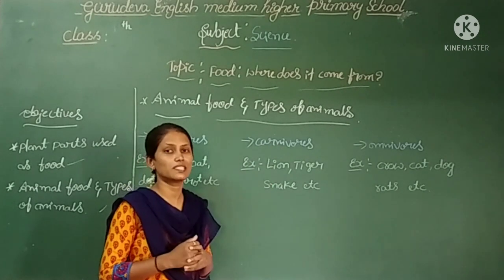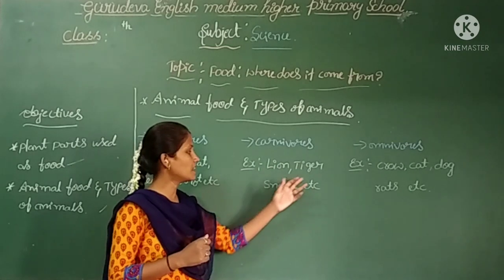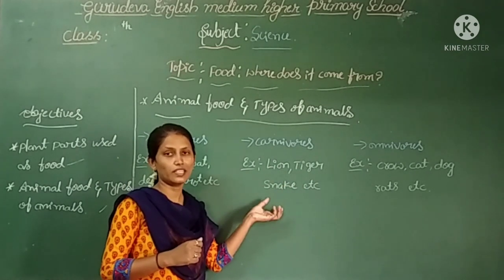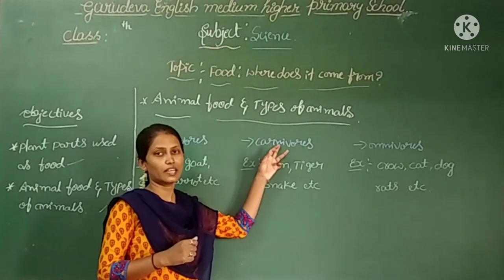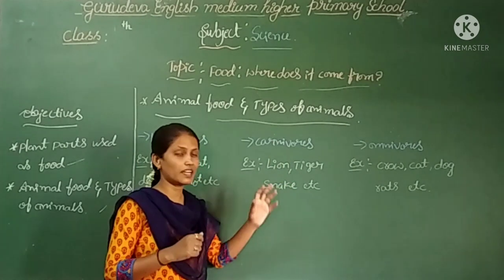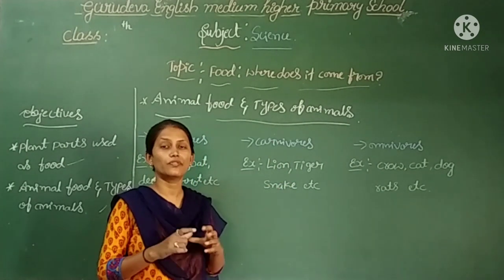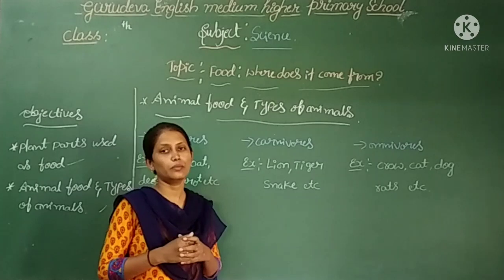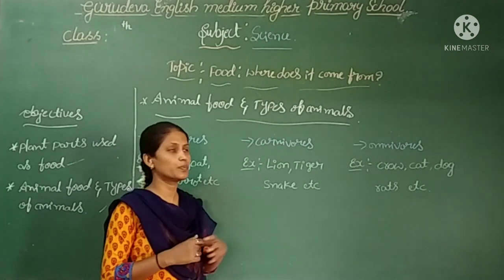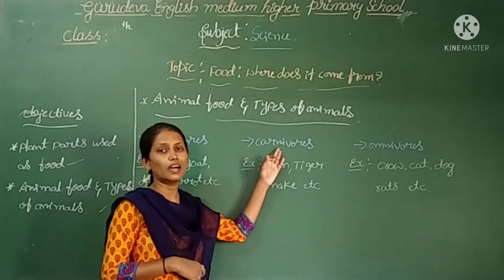Then what are the examples? Lion, tiger, snakes. These are a few examples of carnivores. These animals eat only animals. They feed on only animals. That kind of animals we have categorized as carnivores.